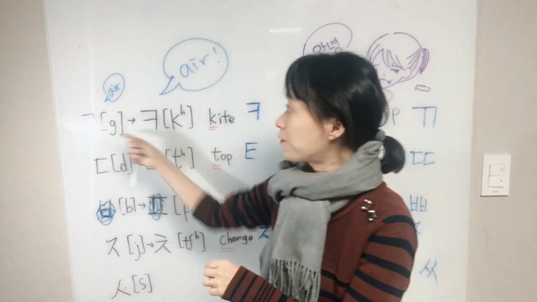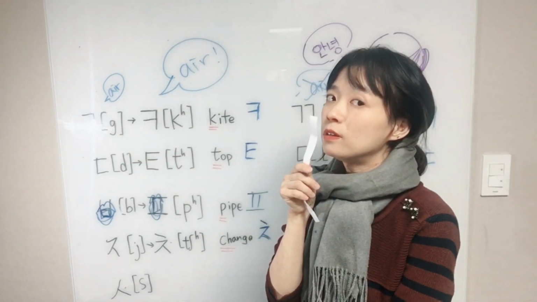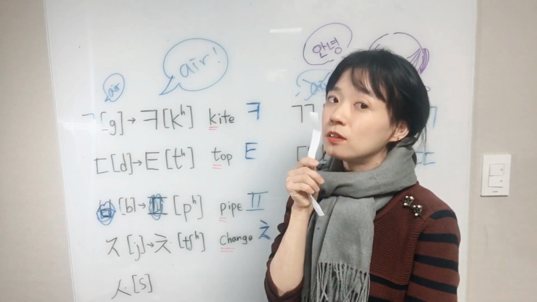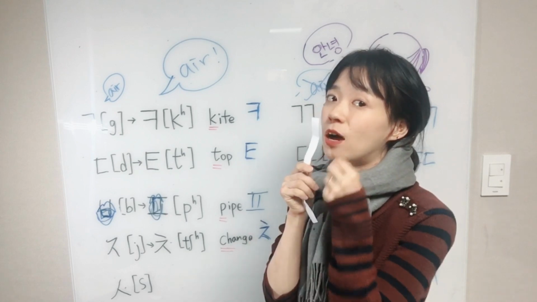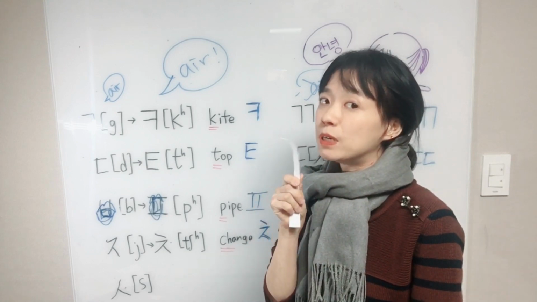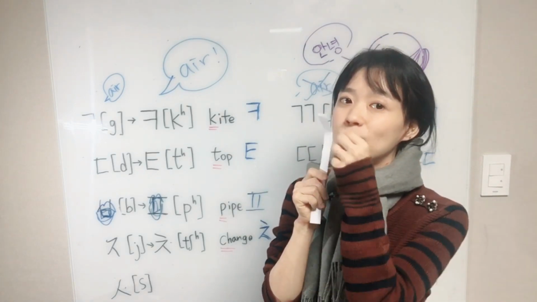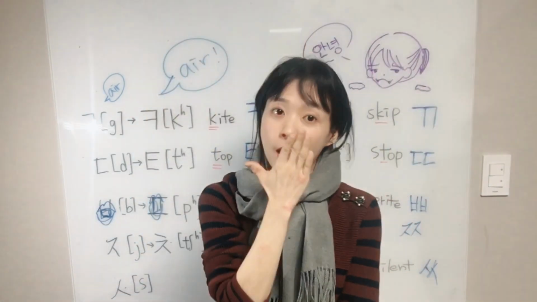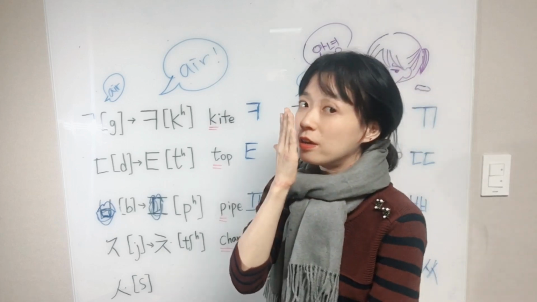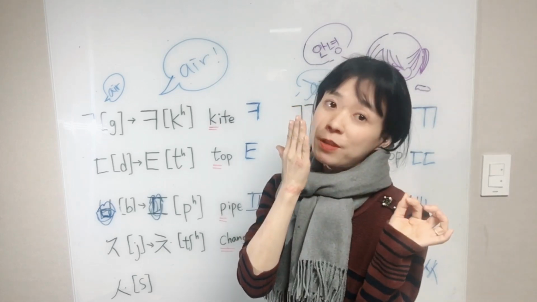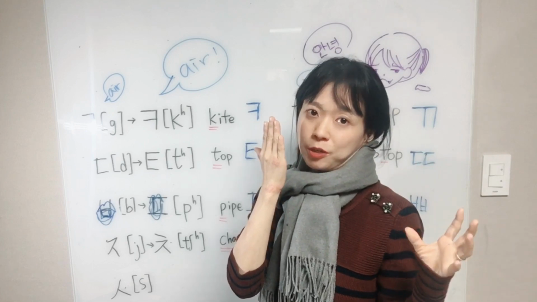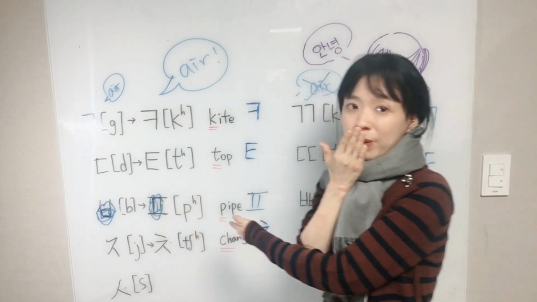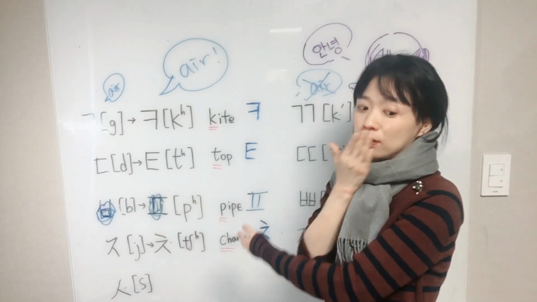So see the difference? Ku moves a little, ku moves a lot. Tu moves a little, tu moves a lot. Pu moves a little, pu moves a lot. So maybe you can just hold your hand in front of your mouth and see. Ku, you can feel the air a little bit, and ku, very strong air. Tu, pu, chu.